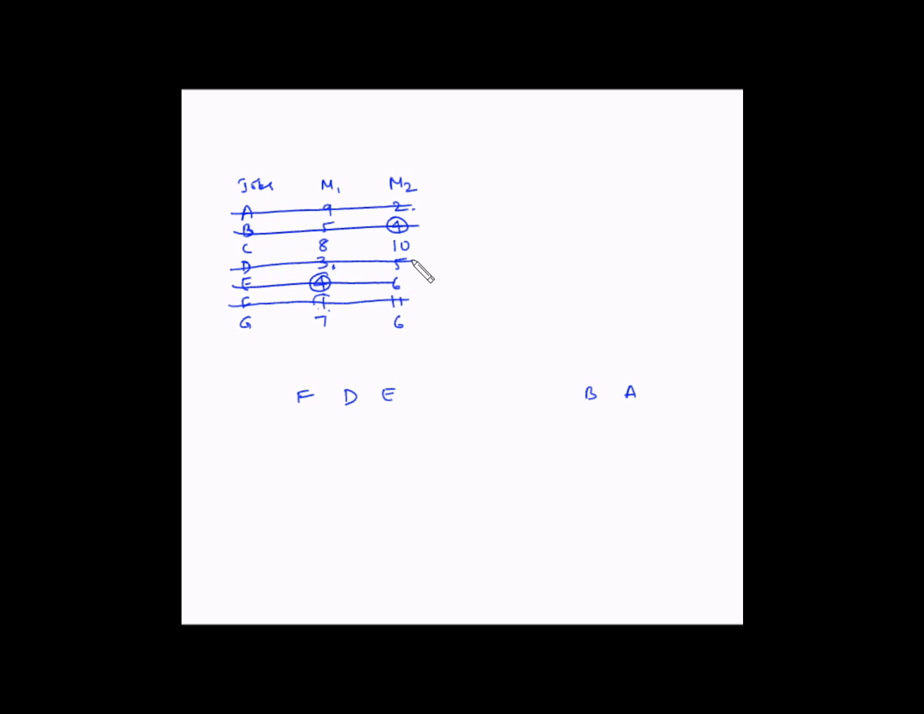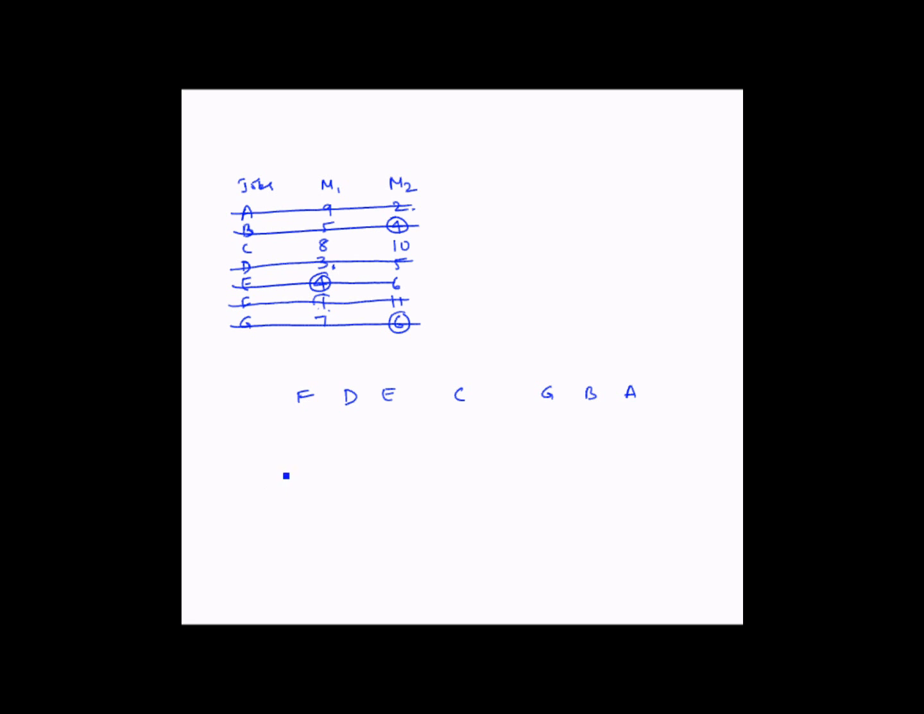From the remaining C and G, the shortest time is G, that is 6. Now this is on machine M2, so let us process this before B. So we'll put G here. Let's cut this line, and then only one is remaining, which is C. So we'll process this somewhere between E and G. So based on Johnson's rule, our sequence for processing these jobs is F, D, E, C, G, B, and then A.